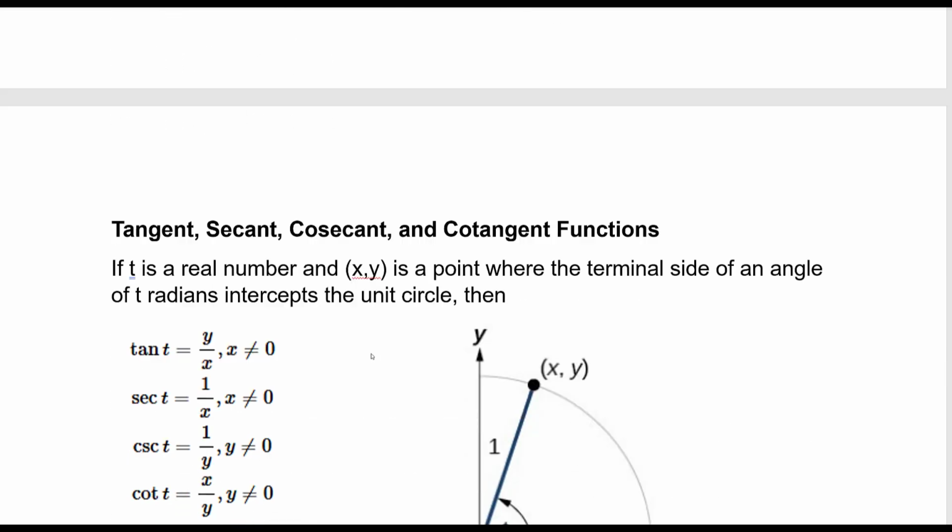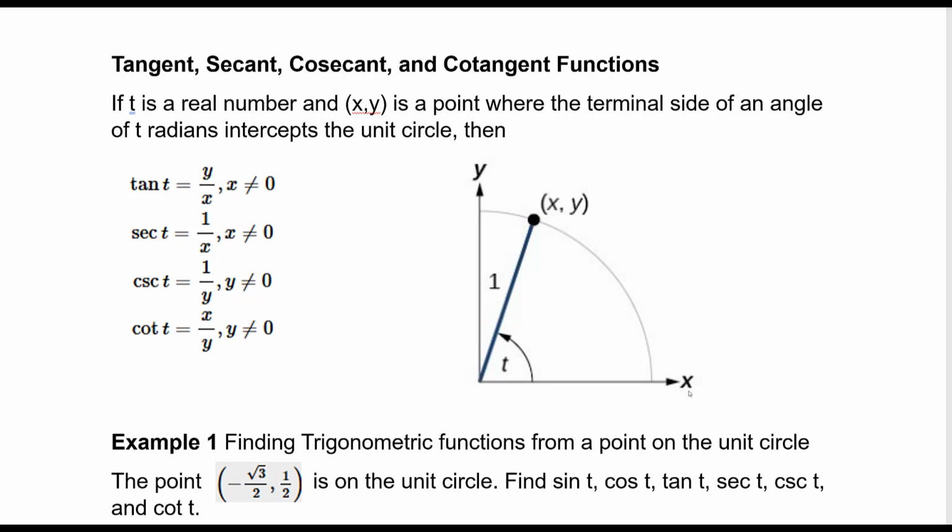Okay. So in this structure, with y's and x's, for our tangent, secant, cosecant, and cotangent functions, t is a real number and (x, y) is a point where the terminal side of an angle of t radians intersects the unit circle. Then tangent would be y over x, where x can't be 0. Secant is 1 over x, where x can't be 0. Cosecant is 1 over y, where y can't be 0. And cotangent is x over y, where y can't be 0.